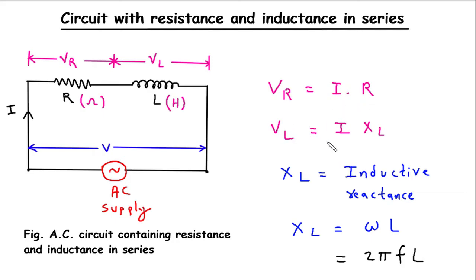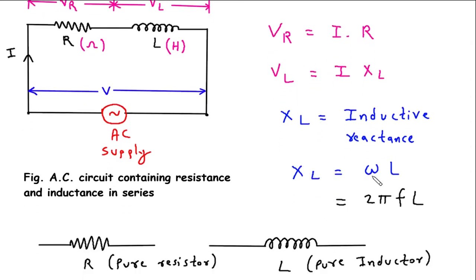Also, VL is equal to I into XL, where XL is the inductive reactance. XL is equal to omega L. This omega is the angular frequency, and omega is equal to 2 pi f.